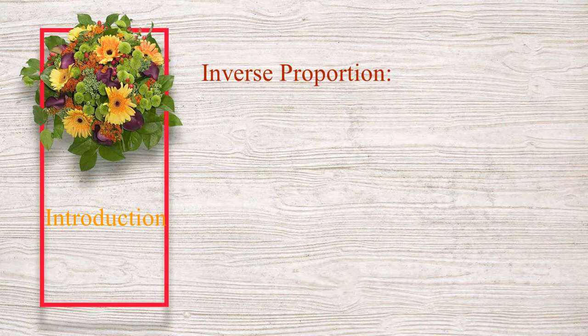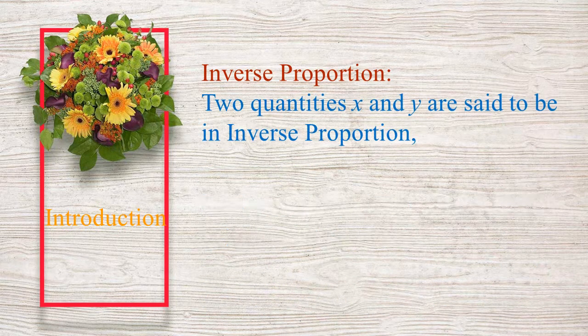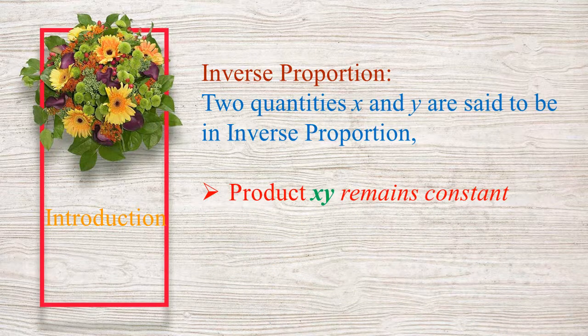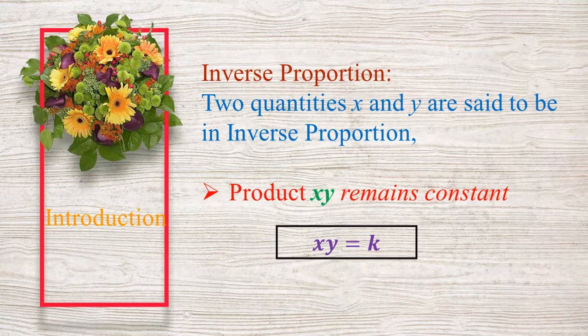Inverse proportion: two quantities x and y are said to be in inverse proportion if the product xy remains constant. So xy equals k.